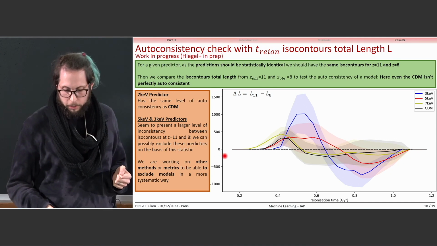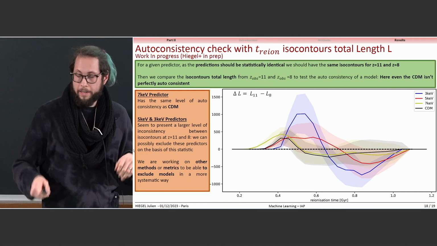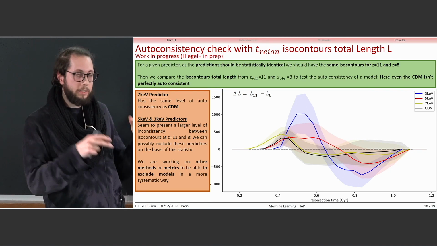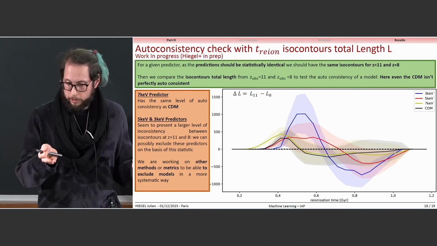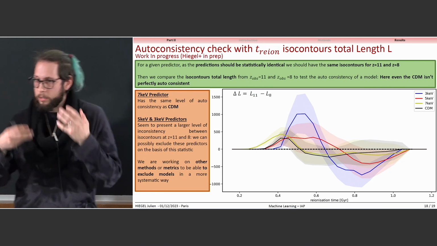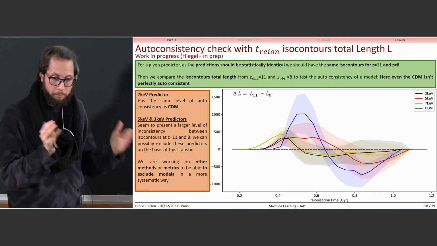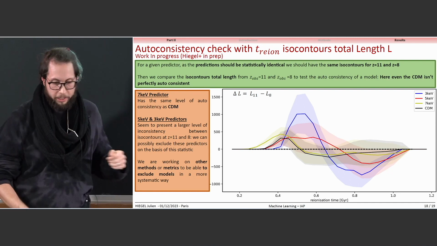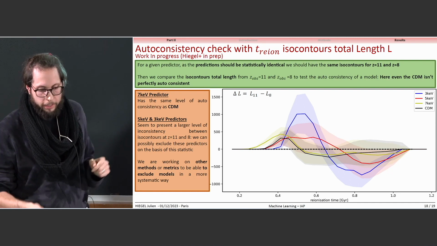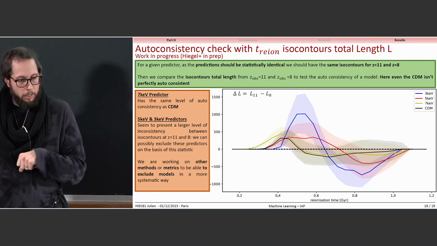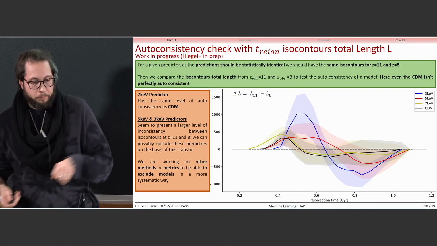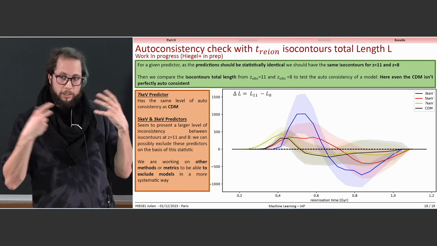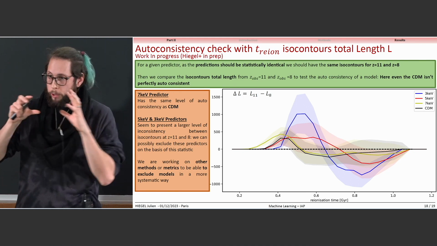So here in black, you have the curve for the cold dark matter. And even this predictor isn't perfectly autoconsistent. And it is surprising because in this context, the cold dark matter is the reference. So we could have expected better from the predictor of cold dark matter. Then in yellow, you have the 7 keV predictor. It has the same level of autoconsistency as the cold dark matter. And here, that was expected because 7 keV is a relatively high mass, and then it is pretty close to the cold dark matter.